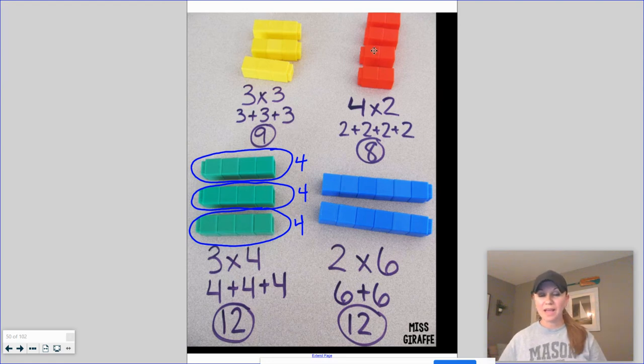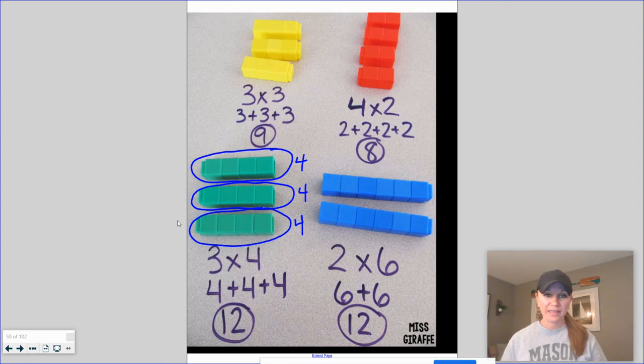Let's hop over to the red one here. You have 4 rows of red cubes, and in each row there are 2 snap cubes. So you're going to add together 2 plus 2 plus 2 plus 2, right? You have 4 groups of 2. That would help you figure out 4 times 2. Altogether, your product would equal 8.